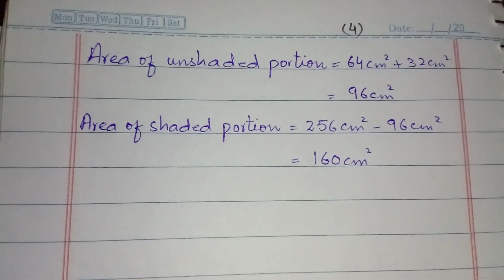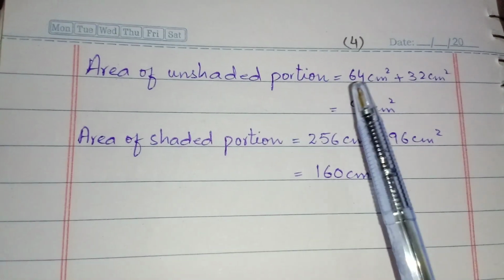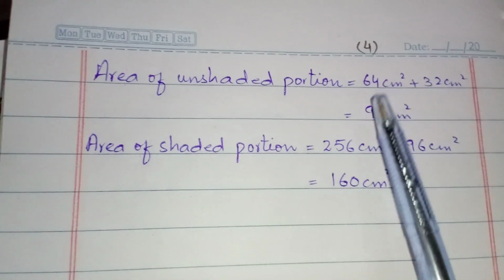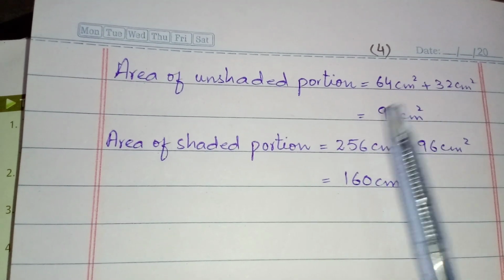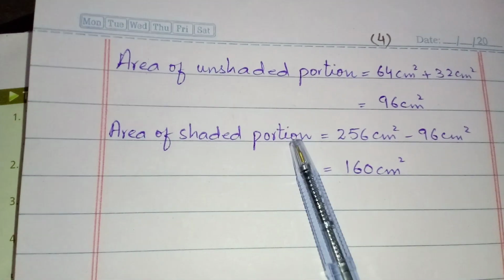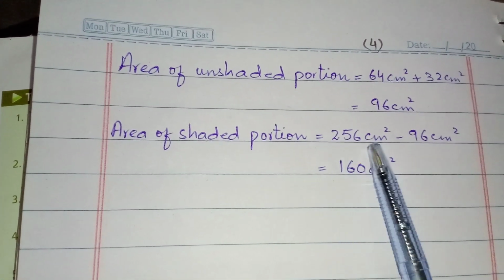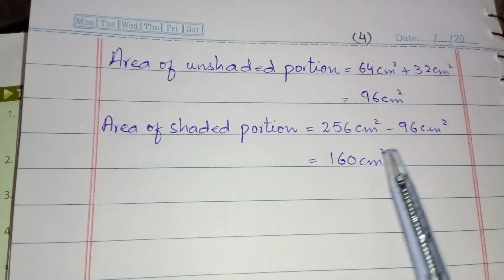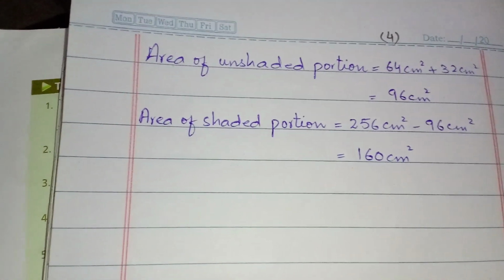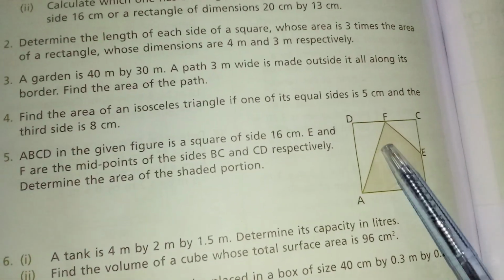Now student, we have to find the area of unshaded portion, that is equal to the area of first triangle plus the area of the second triangle. So the answer is 96 centimeter square, and now we have to subtract this area from the area of the square. So area of shaded portion is equal to area of the square 256 centimeter square minus the area of unshaded portion, that is equal to 96 centimeter square, and we get the answer 160 centimeter square is the area of this shaded part.